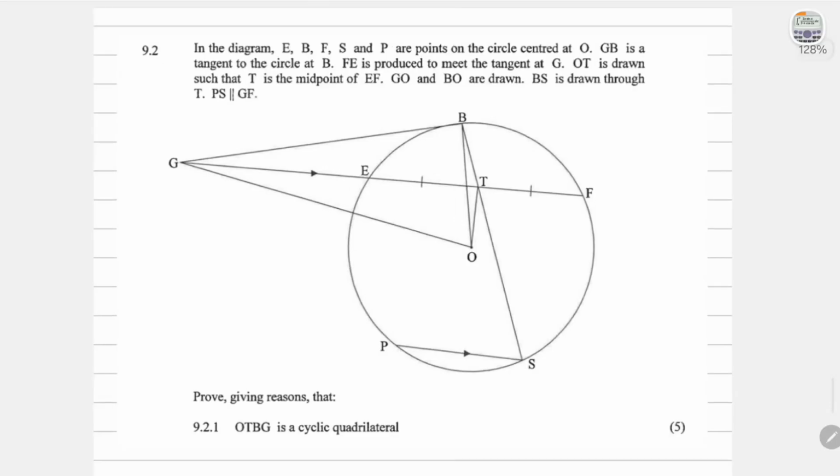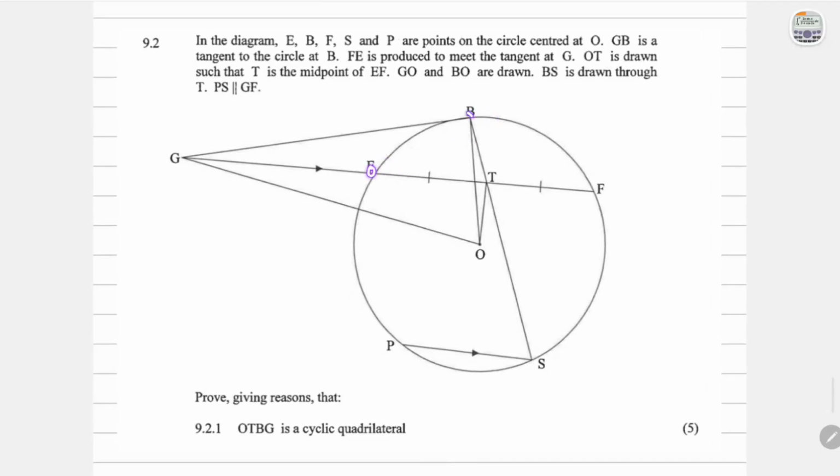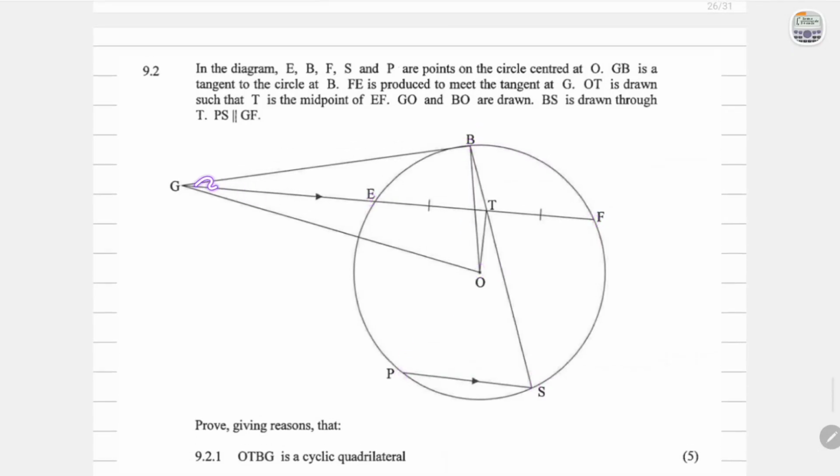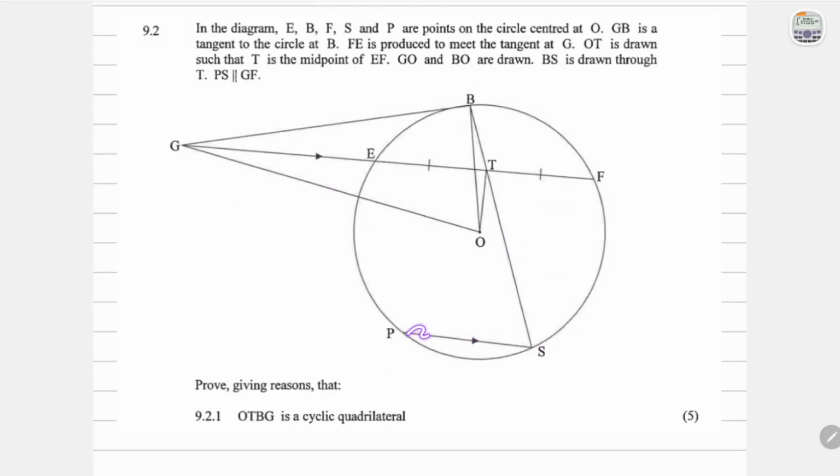Question 9.2 says, in the diagram, E, B, F, S, and P are points on the circle centered at O. GB is a tangent to the circle at B. And then we have that FE is produced to meet the tangent at G. And then OT is drawn such that T is the midpoint of EF. GO and BO are drawn, and BS is drawn through T. And lastly, we're told that PS is parallel to GF.